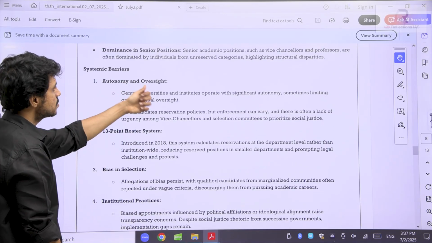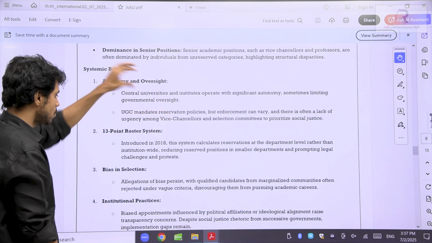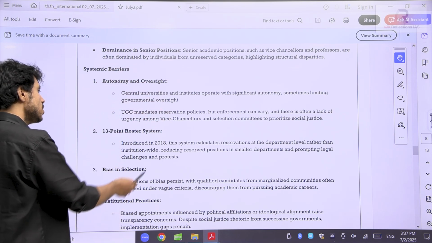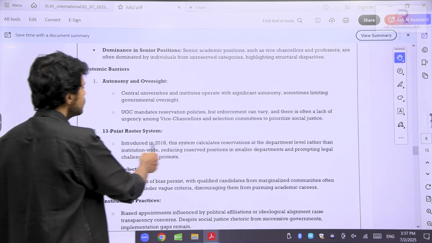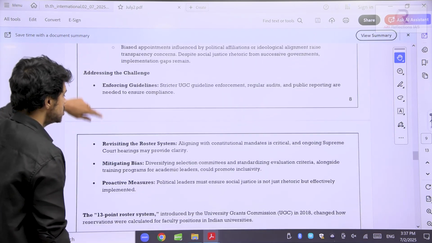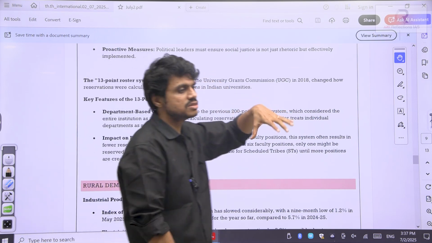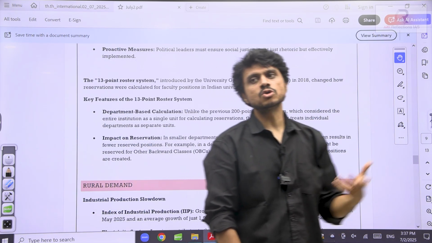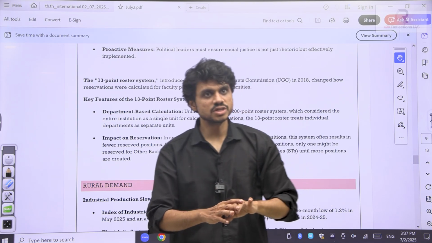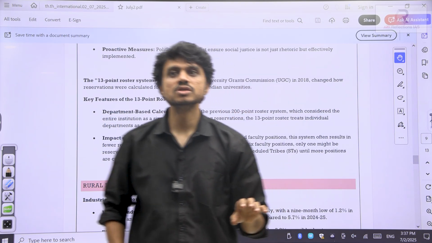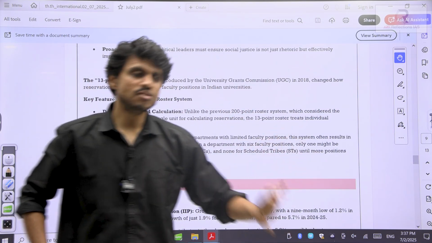On autonomy and oversight, the UGC is not moving forward and they are showing bias. There is a 13-point roster system that was introduced by the UGC in 2018. What is this? Whenever they see the vacancies, for example at JNTU University or Osmania University, as a whole, they need to see the vacancies and keep positions separate for every community.